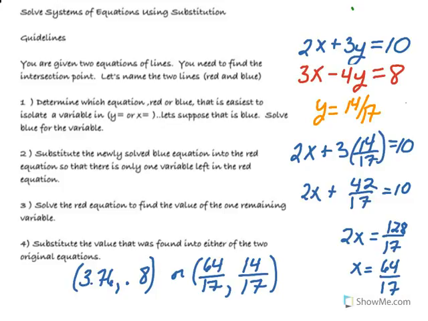I substituted the 14/17 in for the y value of the blue equation. Then I did the following algebra in order to find out that x is 64/17. So I can now write the intersection point of the two lines as x is 64/17, y is 14/17. If you prefer to write in the form of a decimal, we could have done x is 3.76 and y is 0.8. Please pause the video and copy this into your notes.